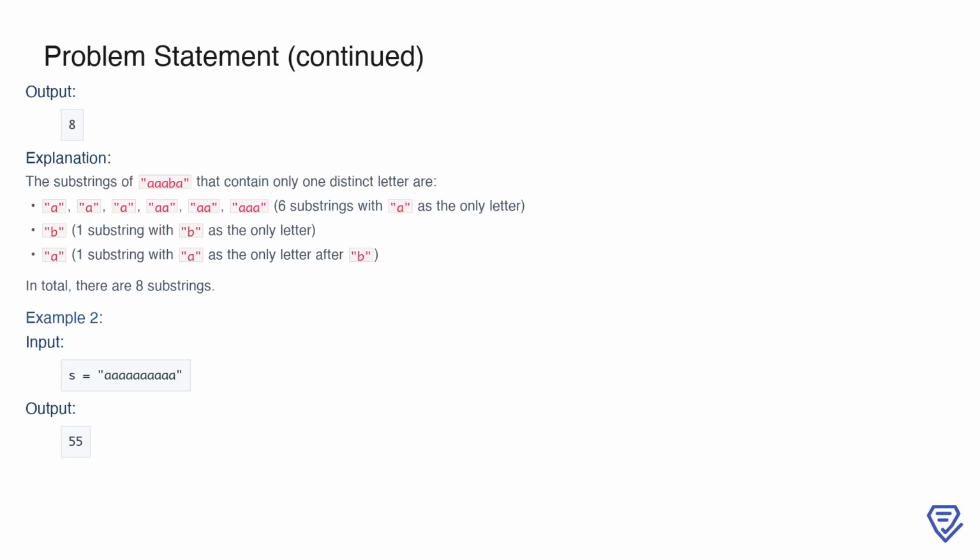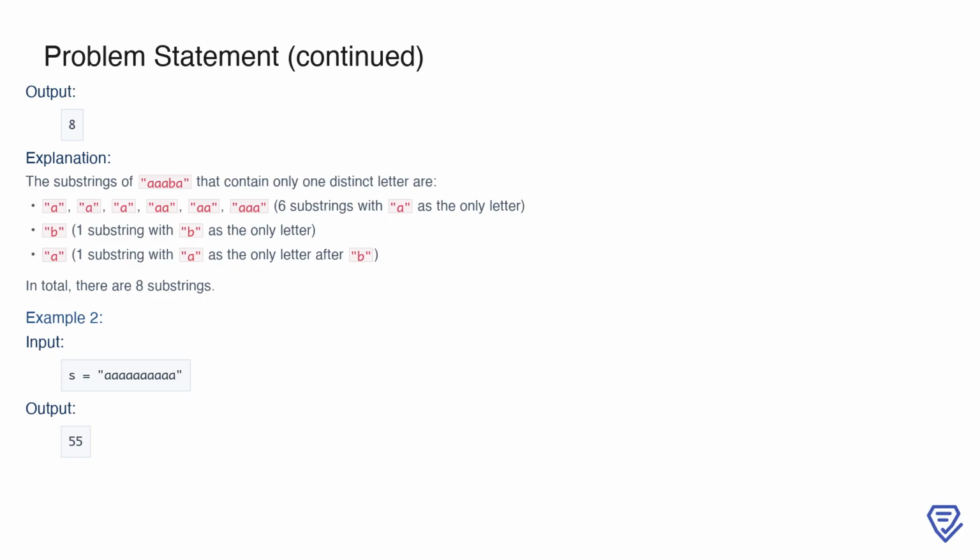To better understand the problem, let's look at an example. If the input string is AAABA, the output is 8. Here's why: the substrings that consist of only one distinct letter include 6 substrings of A. These are A, A, A, AA, AA, and AAA. Additionally, there's one substring containing just B and one more substring with A that occurs after the B. Adding these together gives us a total of 8 substrings.